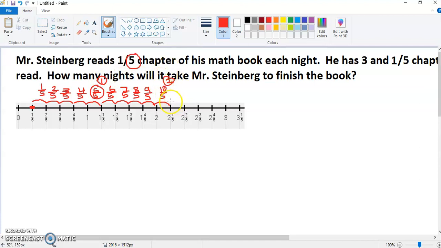And then here, I do an 11th fifth, a 12th, a 13th night, a 14th night, finally a 15th night. So there's 11 fifths, 12 fifths, 13 fifths, 14 fifths. Sorry, that always happens when I write the number 4. And finally, 15 fifths. Well, 15 divided by 5, that's the same thing as 3.